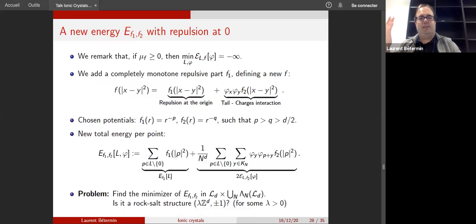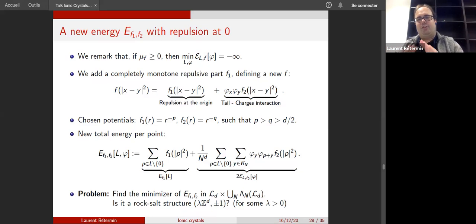So the question is the following: can we find the minimizer of this energy, E_{F1,F2}, among all the possible lattices without fixing the density and all the possible charge distributions? So that's a very difficult problem, the very general problem. And the second question is, is the Roxa structure this minimizer? Okay, so is that a natural object which minimizes this energy? The answer seems to be yes, but of course many things, what I'm going to show you are like these first results in this direction, but that's already showing interesting things.